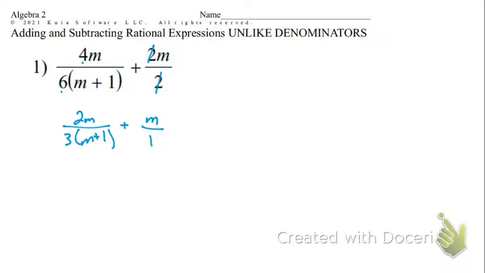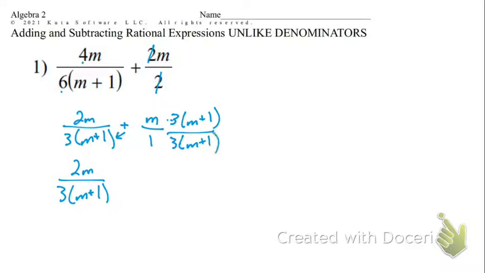Now it's going to make it a little bit easier, because this is still going to be 2m over 3 parentheses m plus 1. But this, I'm just going to have to multiply by this whole denominator right here. So I have to multiply by 3 parentheses m plus 1 over 3 parentheses m plus 1. That will get my denominator to be 3 parentheses m plus 1. And my numerator, if I just go ahead and take that, 3 times m, that's 3m, m plus 1.